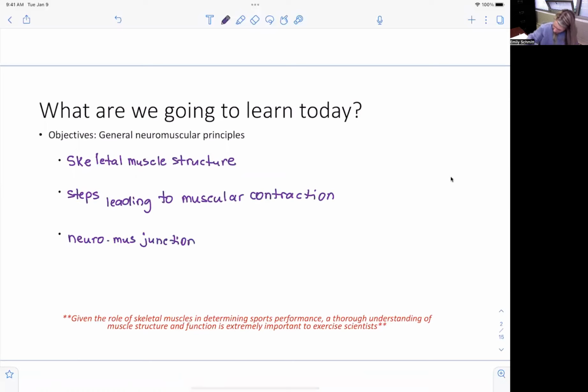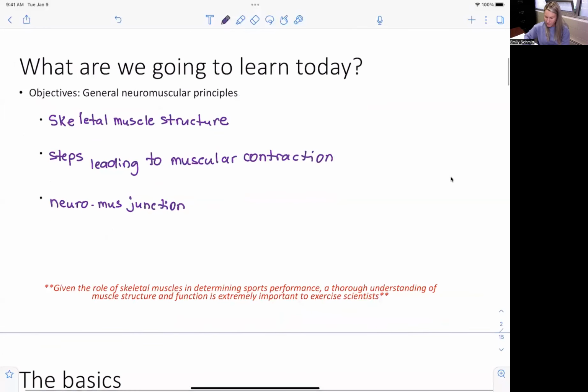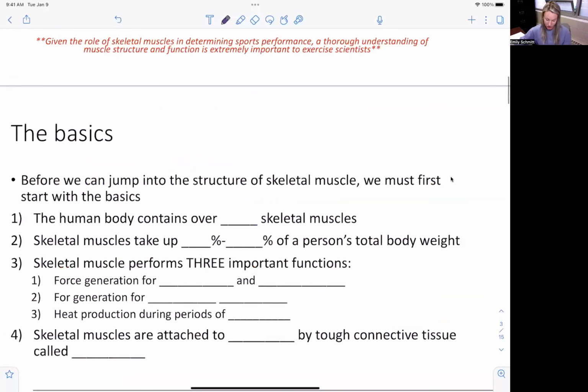Given the role of skeletal muscles in determining sports performance, a thorough understanding of muscle structure and function is extremely important to exercise scientists. One of the recurring themes is for me to get you to think like an exercise scientist, which is something that I get to do a lot. So it's fun to be able to impart some of this wisdom onto you all.